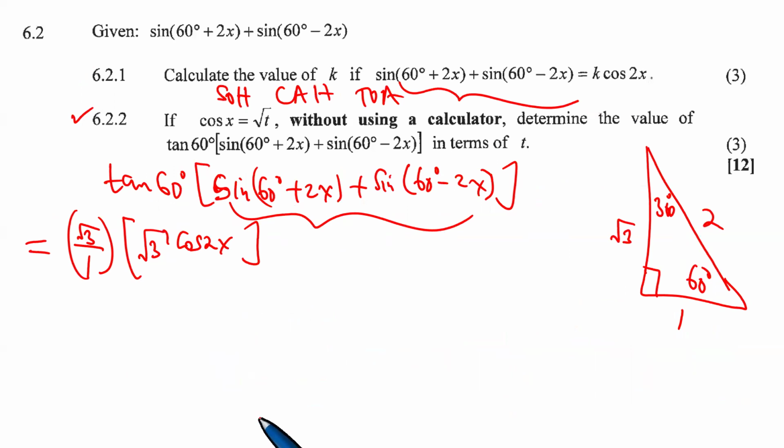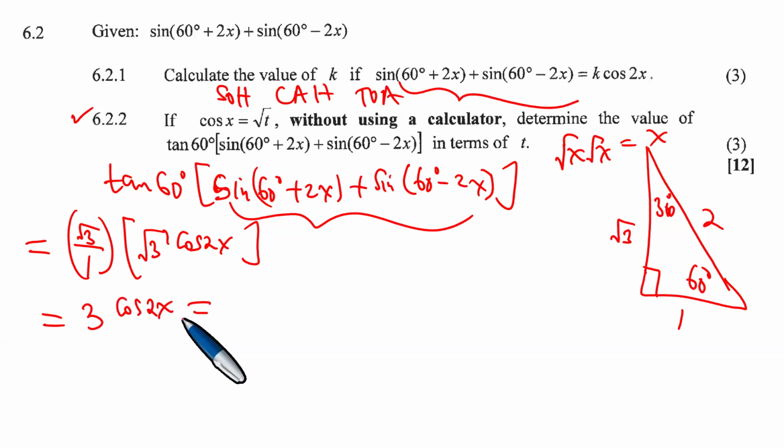Okay. And then, what is the answer to this? So, we have the square root of 3 times the square root of 3. What is the square root of 3 times the square root of 3? It's 3. If you multiply the square root of x by the square root of x, you just get x. And then we have cosine 2x equals, then what do we do next?